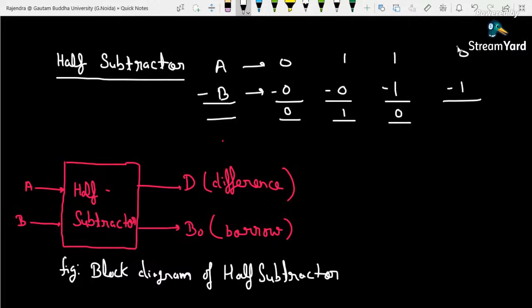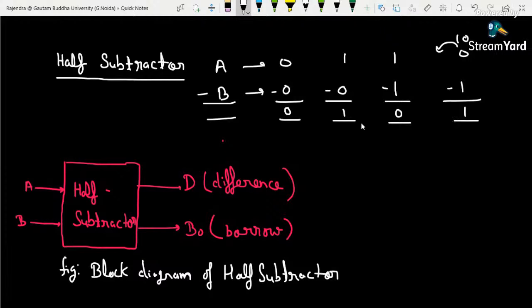So this 0 takes a borrow from the higher position. So it will take a borrow, then this value becomes 10. 10 in decimal is known as 2. So 2 minus 1 is 1. So here we had to take a borrow. In the rest of the cases, you did not have to take a borrow. In the first three cases, no borrow was needed. So the borrow output will be 0 for the first three cases. But in the last case, we need a borrow for the subtraction. So the borrow value will be high.